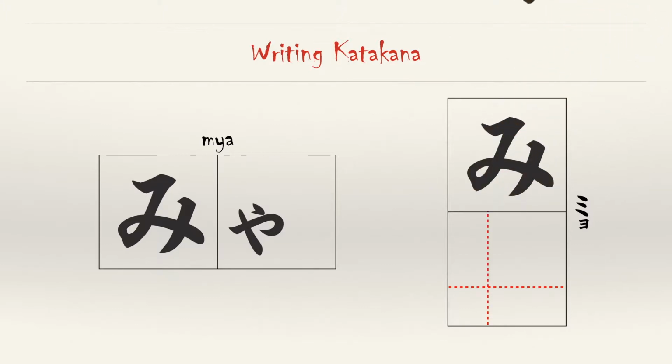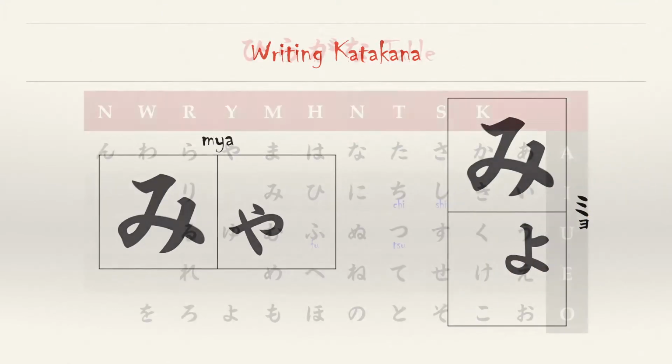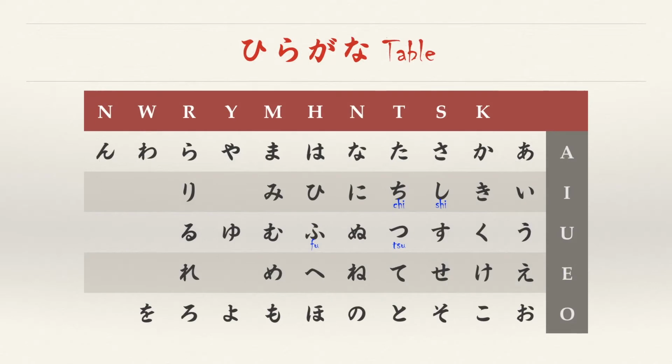Myo is the same, a normal-sized mi followed by a smaller yo. Using the lines really helps when you are first learning. Myo. That's all of the hiragana we are going to cover today.